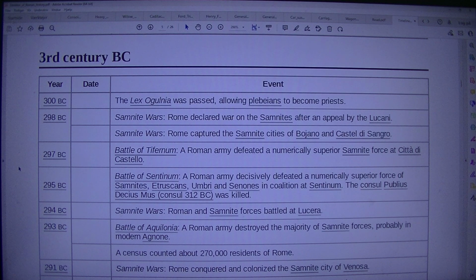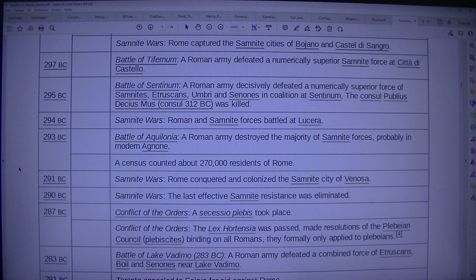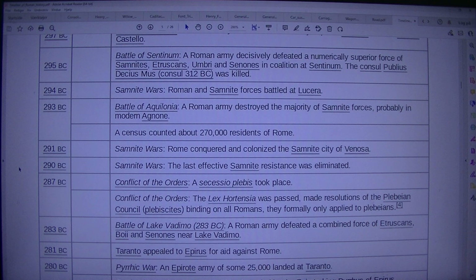297 BC. Battle of Tifernum. A Roman army defeated a numerically superior Samnite force at Città di Castello. 295 BC. Battle of Sentinum. A Roman army decisively defeated a numerically superior force of Samnites, Etruscans, Umbri and Senones in coalition at Sentinum. The consul Publius Decius Mus, consul in 312 BC, was killed.